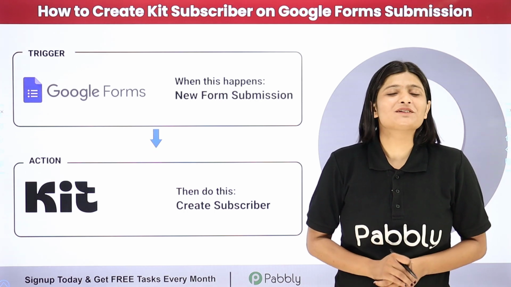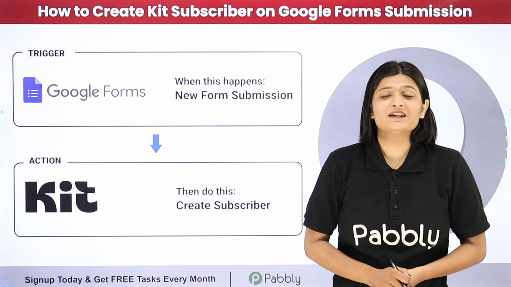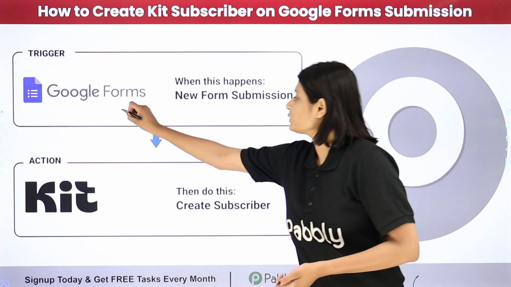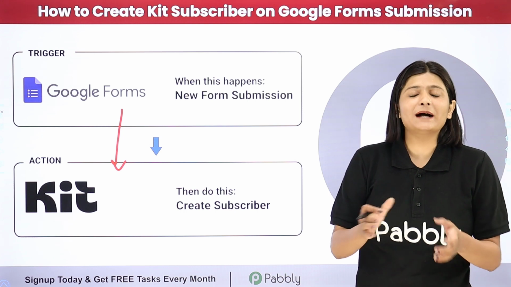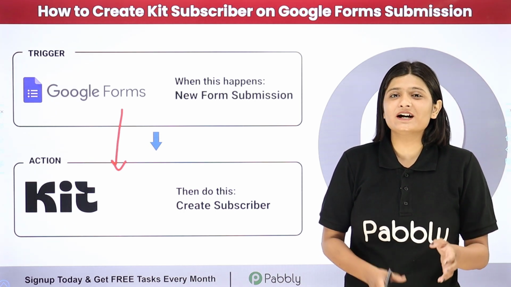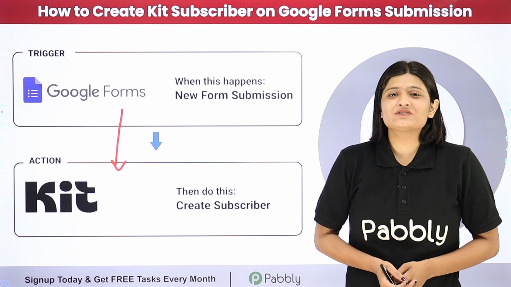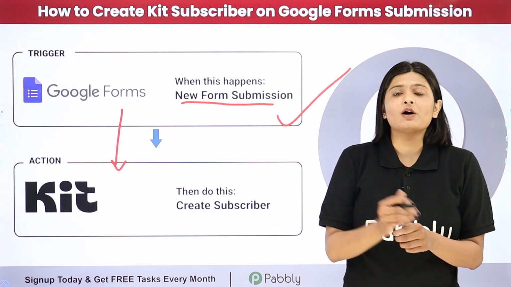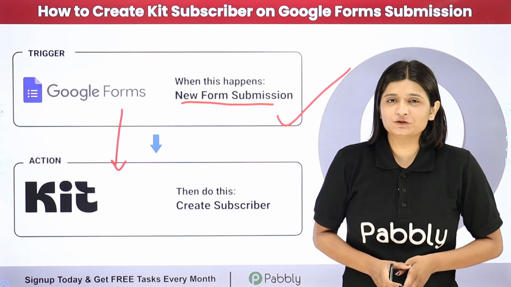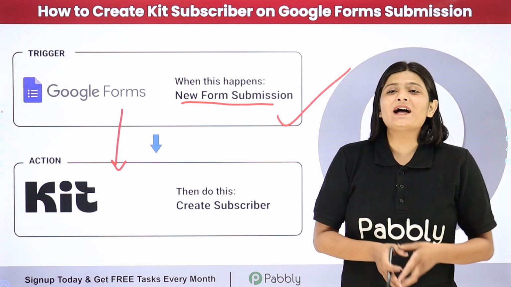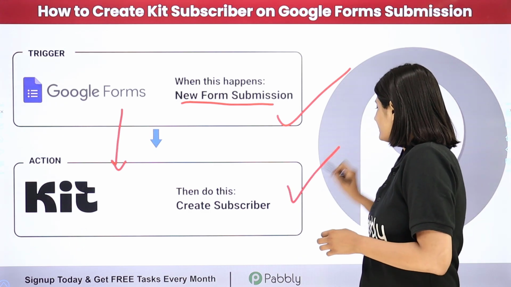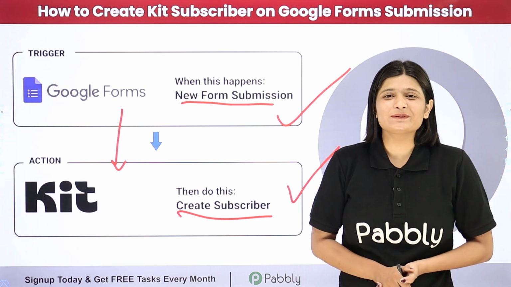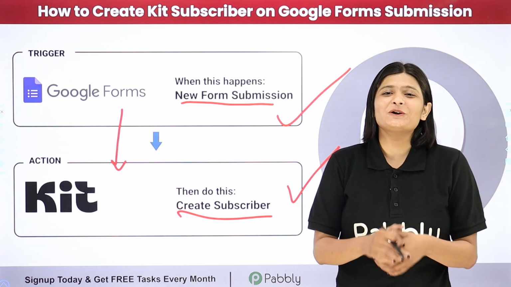So Pabbly Connect is an amazing automation and integration software which requires no coding or programming skills. Here I just need to build connection between Google Forms and Kit. Pabbly Connect runs on two principles, which is trigger and action. Here as my trigger application, I am going to take Google Forms from where I will receive new form submission, and this complete workflow here will get triggered. And then in my action application, I am going to take Kit where the subscriber will be created automatically. If you want to learn this amazing automation step by step, then let me take you all to my screen.